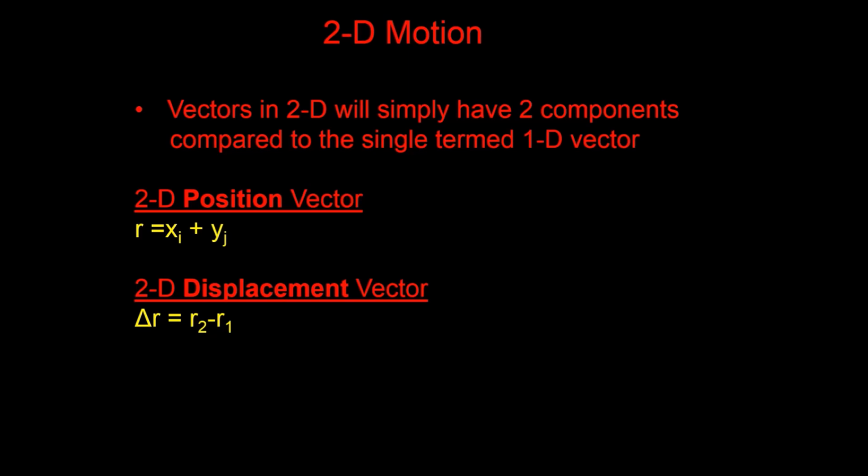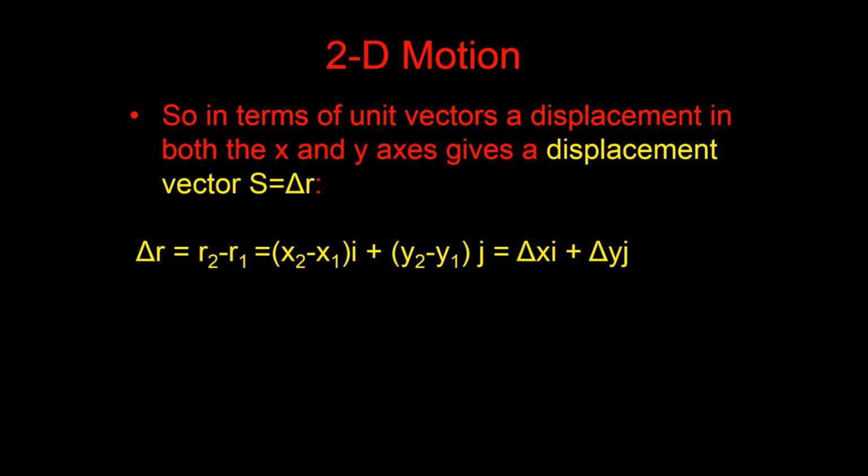So a 2-dimensional position vector will have components in the x and y or i and j directions. So here is your position vector, here is your displacement vector. So in terms of our vectors, a displacement in the x and y axes will give a displacement vector s, which will equal delta r. This delta r will be a motion in both the x and y axes, or i, j axes. And remember, this is PowerPoint, so the little hats are missing from the i's and j's.